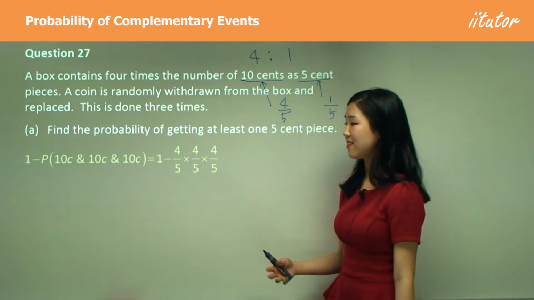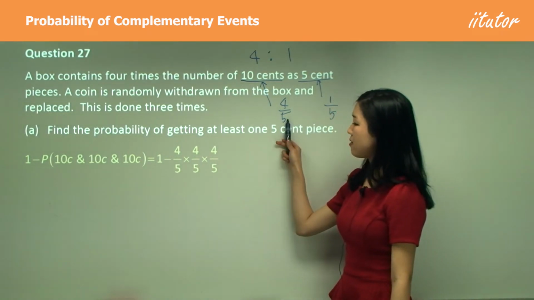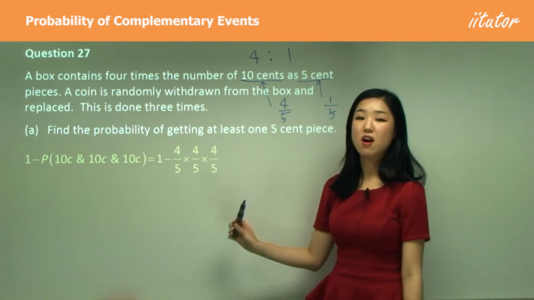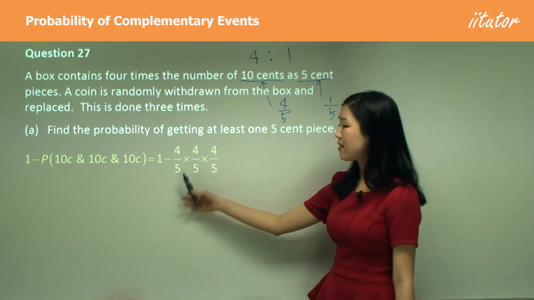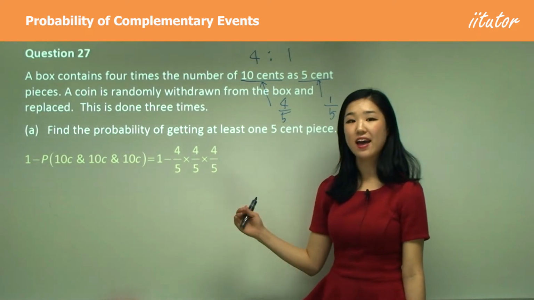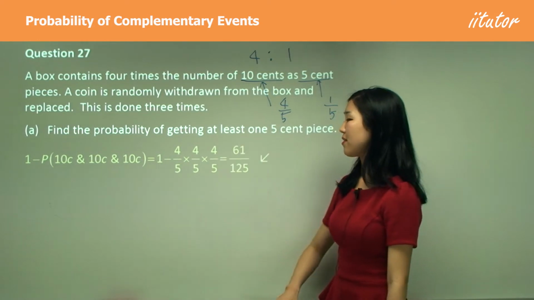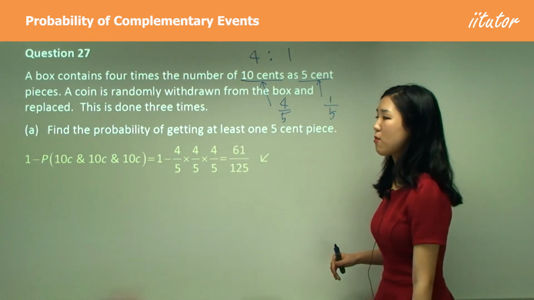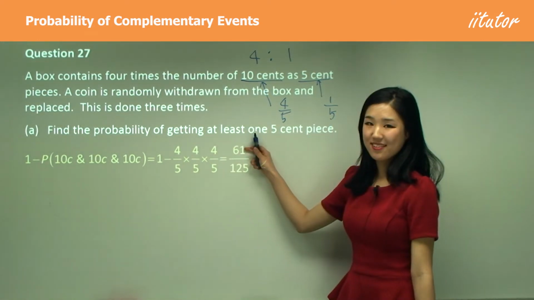10-cent pieces, isn't it? So it'll be 1 minus the 10-cent pieces times 3 times. It's going to be multiplied because it's 10 cent, 10 cent, and 10 cent. It's "and", so we multiply. And that's what you should get. So you subtract from 1 again because it says at least.